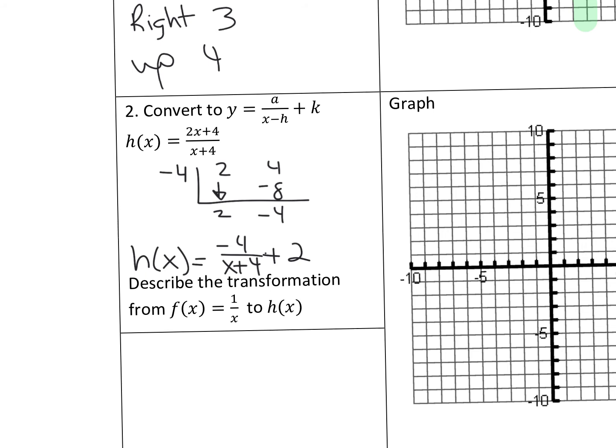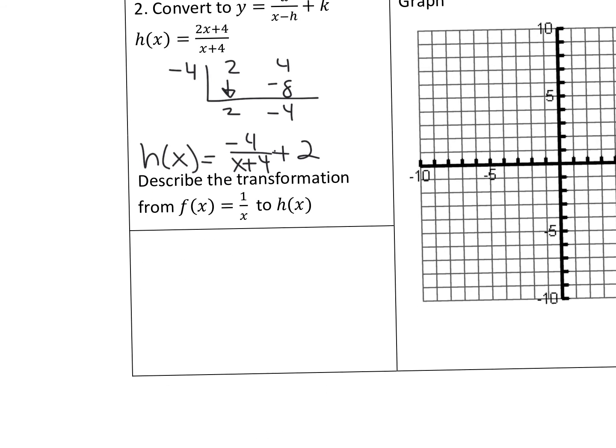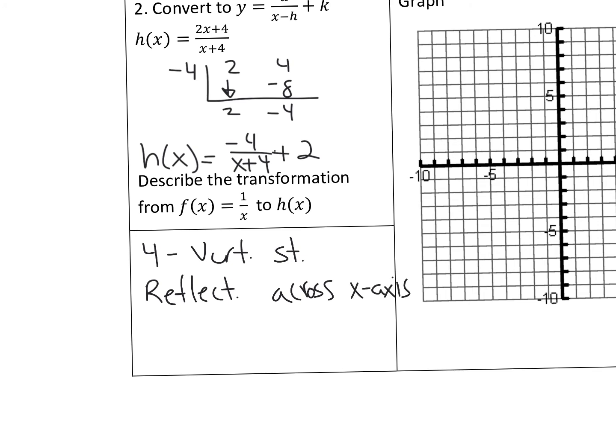Now looking at this right here, what I see is I have a vertical stretch of 4. So I have my vertical stretch. But I also see that negative in the front, which is a reflection across the x-axis, right? And I'll show you what that's going to do. And then the plus 2, or actually, let's do the plus 4. The plus 4 is telling us that we're going to the left 4 units, but then the plus 2 is telling us we're going to be going up 2.